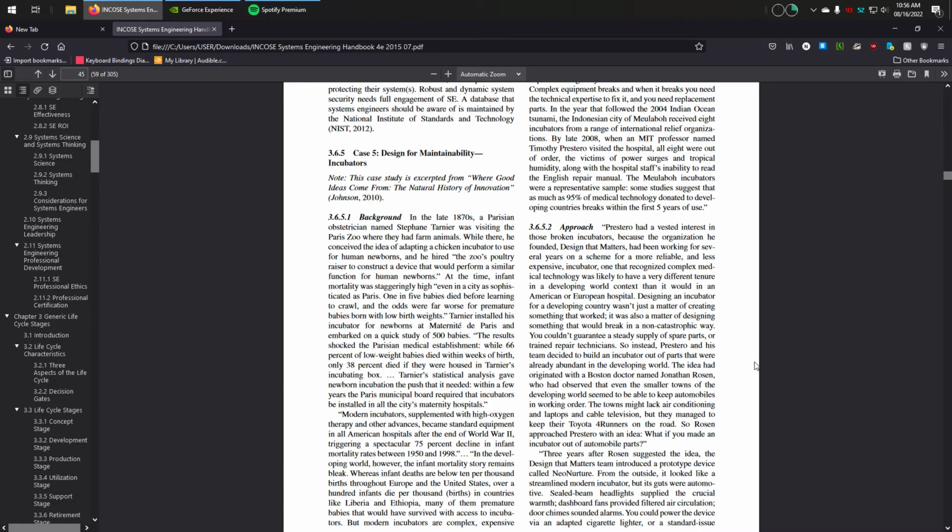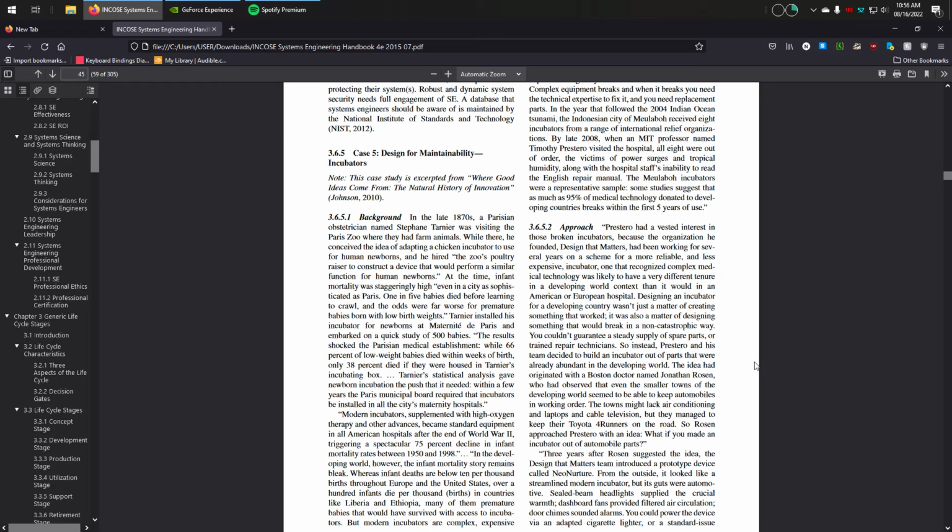3651, Background. In the late 1870s, a Parisian obstetrician named Stephanie Tarnier was visiting the Paris Zoo where they had farm animals. While there, he conceived the idea of adapting a chicken incubator to use for human newborns, and he hired the zoo's poultry raiser to construct a device that would perform a similar function for human newborns. At the time, infant mortality was staggeringly high, even in a city as sophisticated as Paris. 1 in 5 babies died before learning to crawl, and the odds were far worse for premature babies, born with low birth weights.